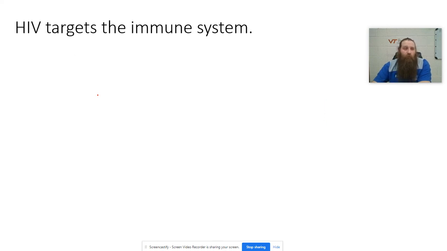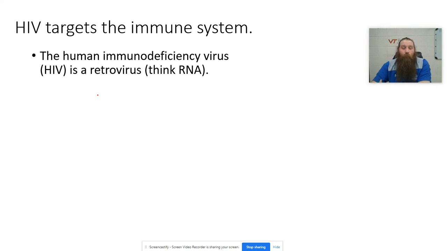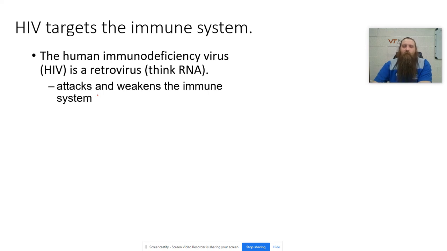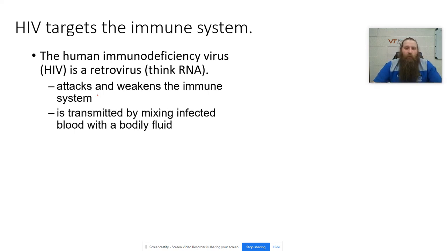Another common issue with the immune system that you may have heard of is HIV. So HIV is the human immunodeficiency virus, excuse me, and it's a retrovirus. It uses RNA instead of DNA. It attacks and weakens your immune system, and it's transmitted by the intermixing of infected bodily fluids.